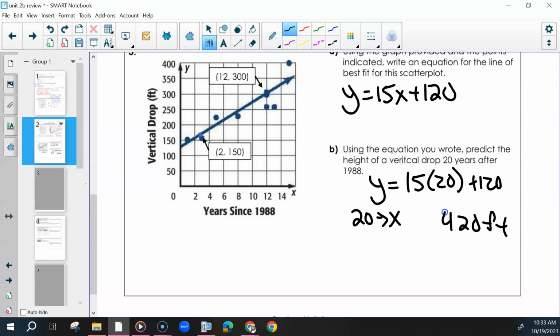And then I wrote in a part C. Is part B interpolation or extrapolation? Is 20 in part of the data or outside of the data? Outside.